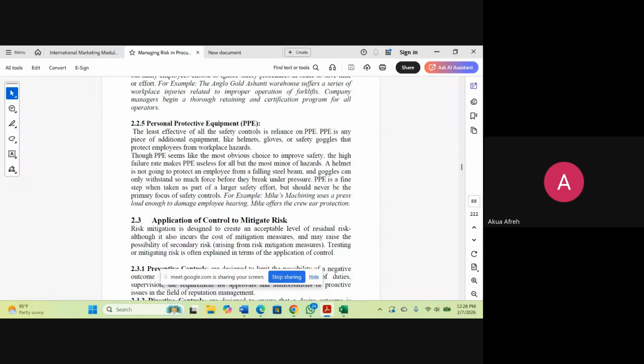So the PPEs, we all know what PPEs are. These are tools that we use to protect the individual from the hazard or from the harm instead of removing the harm. So we have helmets, safety boots, goggles, gloves, and all that. These things protect us from the harm or the hazard.